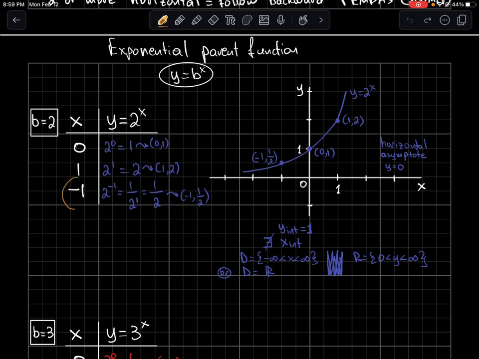And last I have negative 1. I plug it into the exponent. Negative 1 is telling me to flip the base, and then the negative goes away and becomes positive 1. But 2 to the positive 1 is just 2. So what I get is 1/2, meaning when x equals negative 1, y equals 1/2, so I get this point. Now let's plot those points. That's (0, 1), (1, 2), and (negative 1, 1/2).